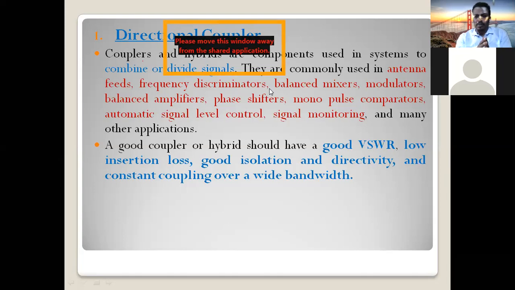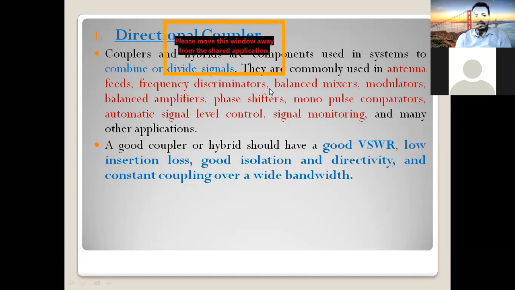Our first device we are going to discuss will be a device called the directional coupler. It has so many applications. This device, the directional coupler, you can find in antenna feeds. I will explain these applications.